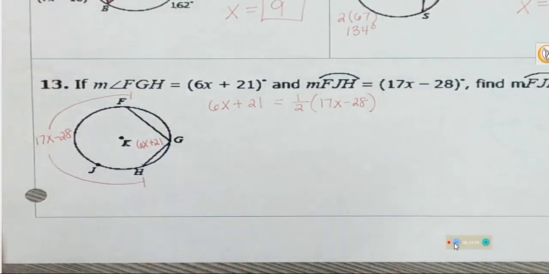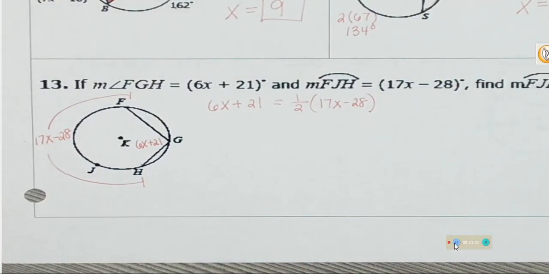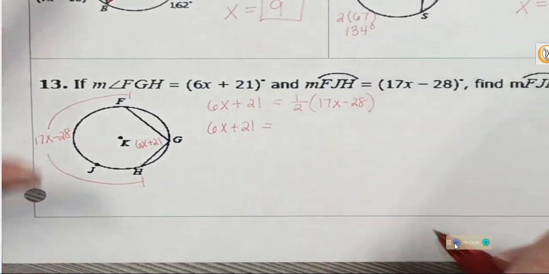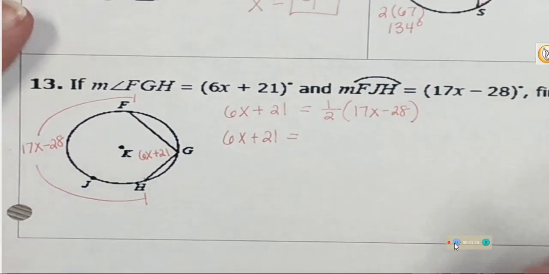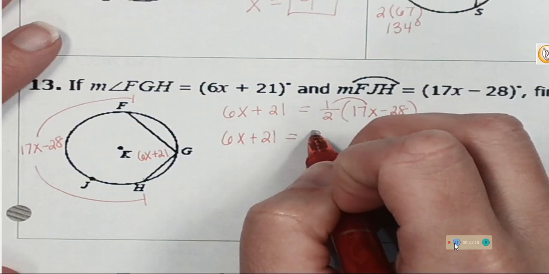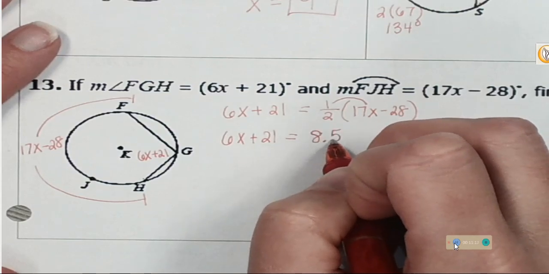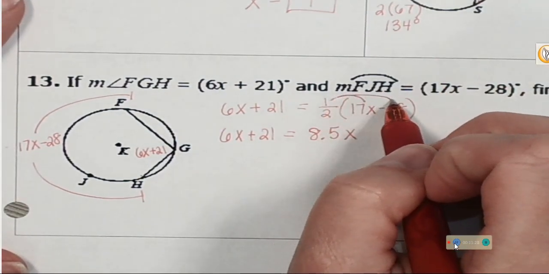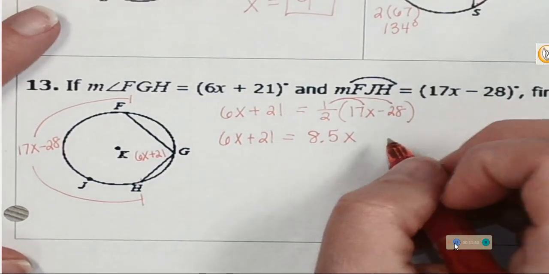I get my equation set up, then I can simplify, okay? So I've got 6x plus 21 equals. What is 1/2 times 17x? 8.5x. Now, I personally like to deal with decimals when it's a terminating decimal, because it's a half, it's going to end in 0.5. I don't like fractions. 1/2 of negative 28, what's that going to give me?